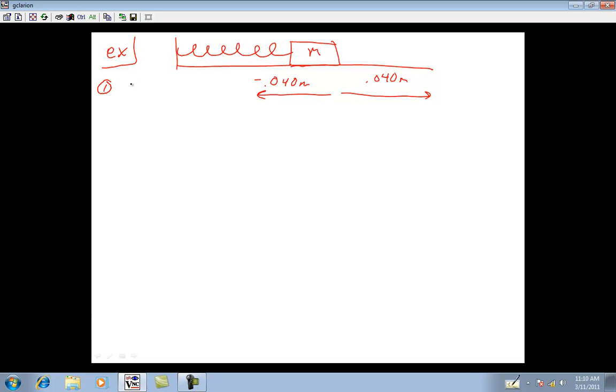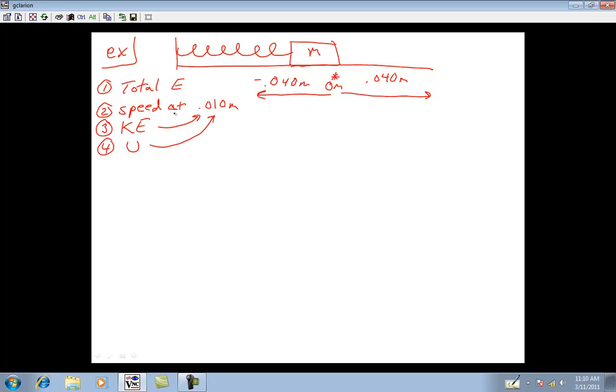I want us to figure out the total energy, or the mechanical energy, the speed at 0.010 meters from the equilibrium. So this location here, that would be 0 meters. I want to know the kinetic energy and the elastic potential energy also at that location.